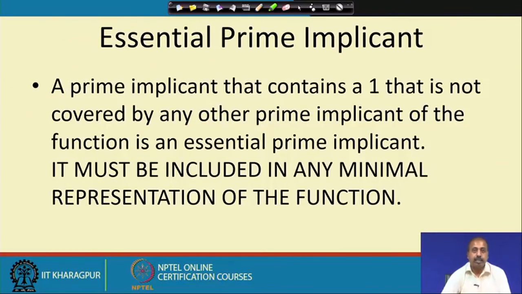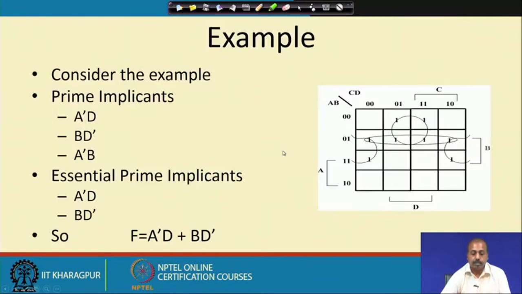Essential prime implicant: a prime implicant that contains a 1 that is not covered by any other prime implicant of the function is an essential prime implicant, and it must be included in any minimal representation of the function. So, these prime implicants must be included in any minimal form. You cannot replace them, and you cannot avoid them in the minimization process. So, they are called essential prime implicants.